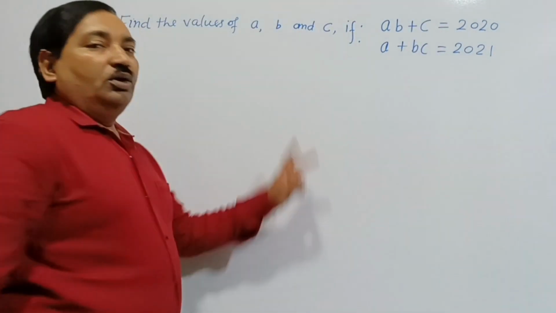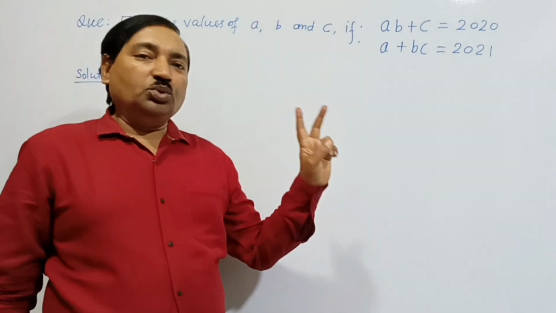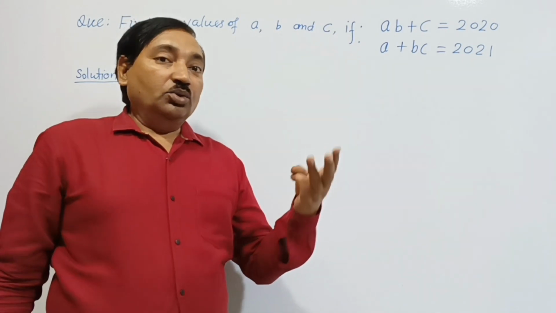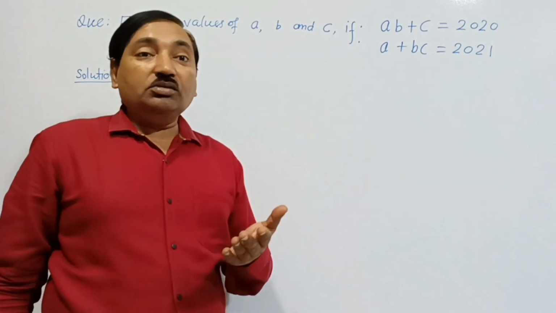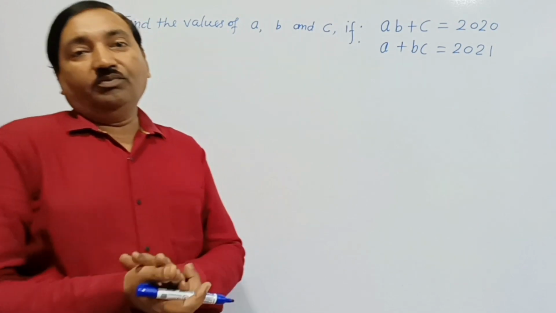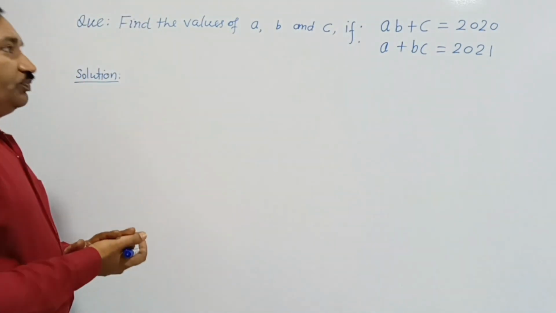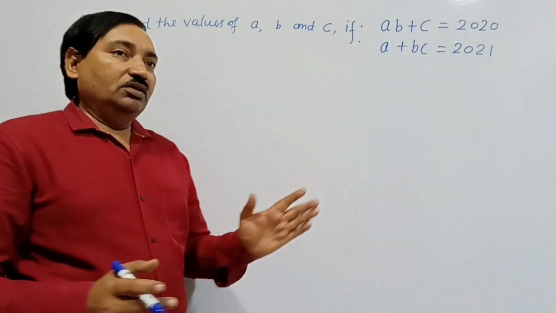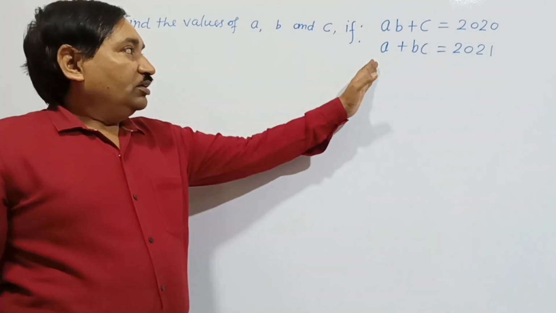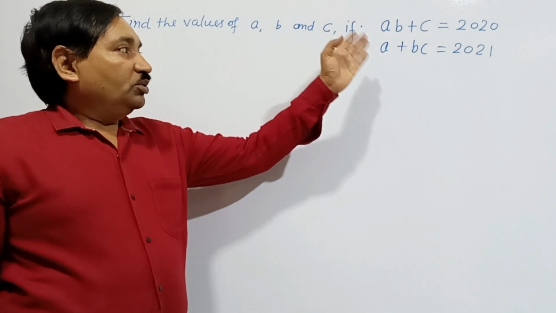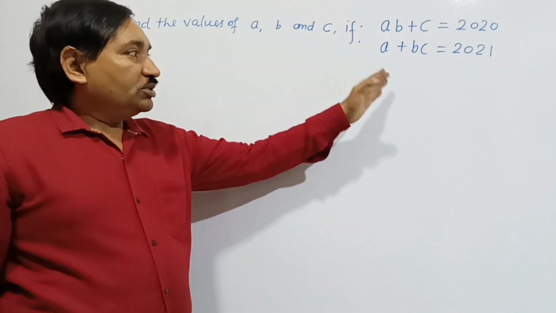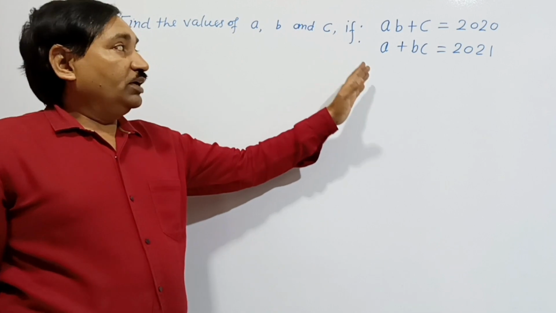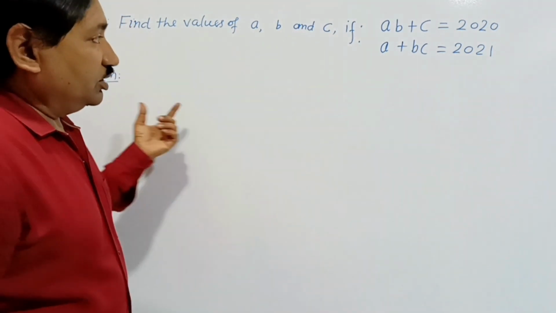So there are two equations. How many equations? Two equations, but three variables A, B, and C. So two equations and three variables. So how will you solve? It is a problem. So simplify these two equations, which satisfy AB plus C equals 2020 and A plus BC equals 2021. So find the values of A, B, and C which satisfy these two equations. Now see the solution.